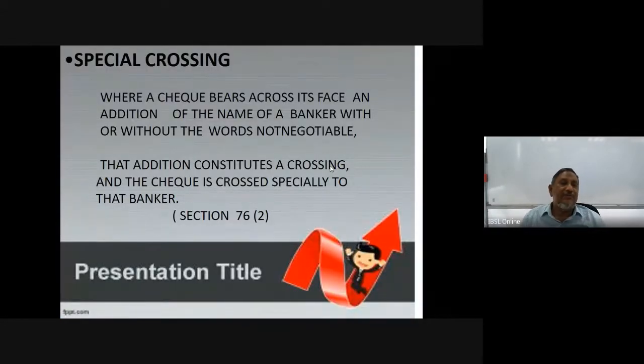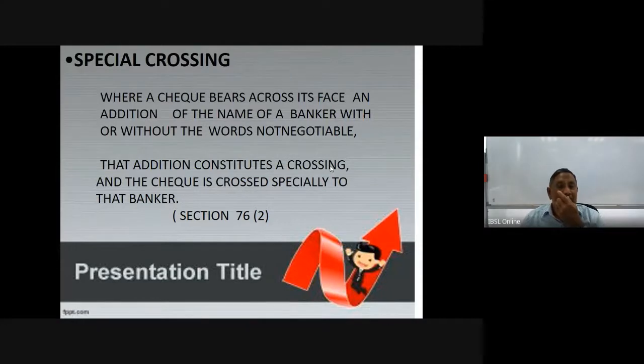Now let's see the other crossing. Special crossing, where a check bears across its face an addition of the name of a bank, with or without the words not negotiable. A check can be drawn by anybody, and anybody holding a check can convert it to a special crossing. Where two transverse parallel lines are drawn, in between the lines write the name of a bank, and it becomes a special crossing. Or else, for that matter, anywhere on the face of the check, write the name of a bank, and it becomes a special crossing.